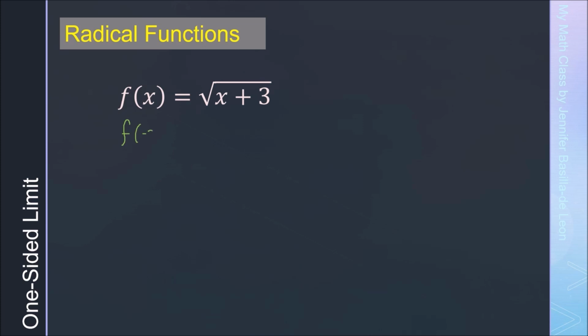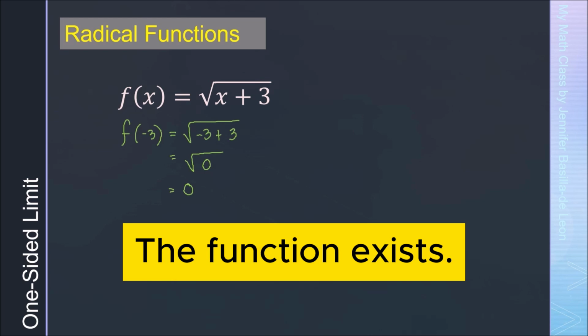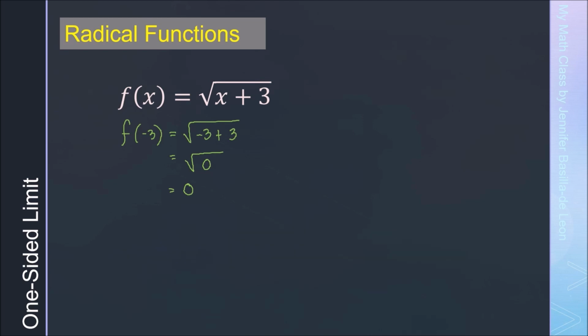Substituting negative 3 for x, we will have the square root of negative 3 plus 3. Simplifying, we will have the square root of 0. Simplifying further, we arrive at 0. 0 is a real number. We can say that the domain of the function is from negative 3 to positive infinity, while the range is from 0 to positive infinity.